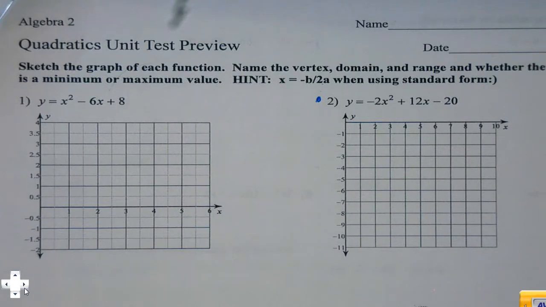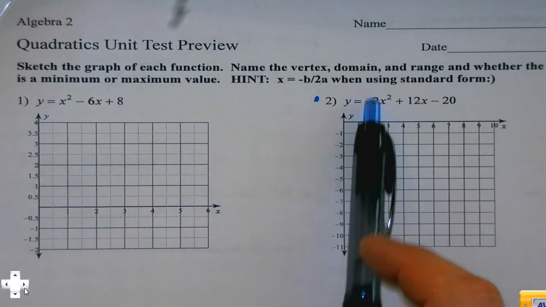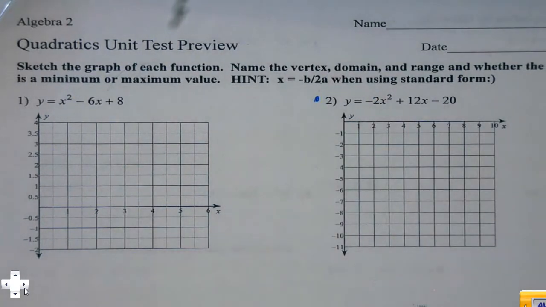Okay, sketch the graph of the function. Name the vertex, the domain, the range, and if it's a minimum or maximum. Hint: x equals negative b over 2a when using standard form. For numbers 1 and 2, they're in standard form. Standard form just means there's no parentheses there.